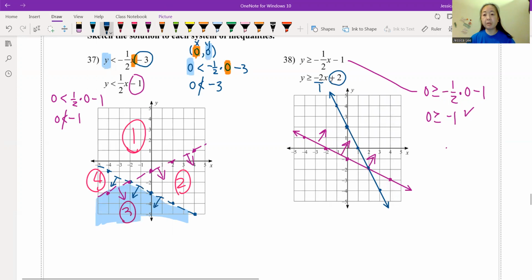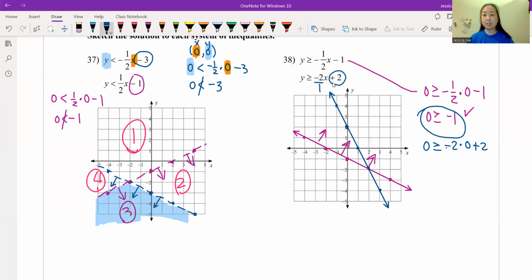Okay, so then from here, we're going to again check (0, 0). Notice that (0, 0) is below the blue line. So again, we're going to check that. So 0 is greater than or equal to -2 times 0 plus 2. Honestly, in my head, I just go automatically to this, because I just do it in my head and I see, is that true or not? But this is literally what you're doing.